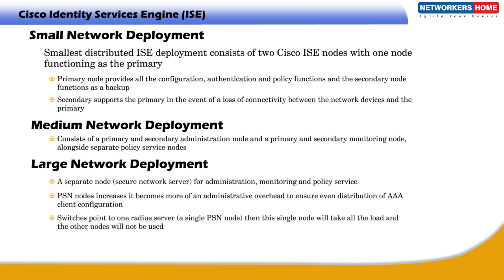If all switches point to one radius server, a single PSN node, then this single node will take all the load and the other nodes will not be used. Putting a load balancer in front of the PSNs and creating a radius VIP will ensure all switches can be configured with a single radius server, and the load balancer will balance the radius requests between all the PSNs.